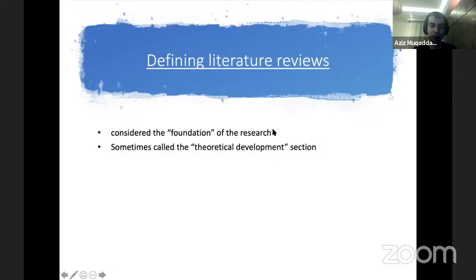The literature review is considered the foundation of the research, the theoretical foundation, and sometimes it's called the theoretical development section. And when we say a foundation, that means based on the literature review, all the following sections will be built upon it. That is to say, what you explain in the literature review is going to introduce what your proposal is going to be, in terms of the theoretical explanation you're giving, in terms of the direction of the relationship you're proposing, things like that.